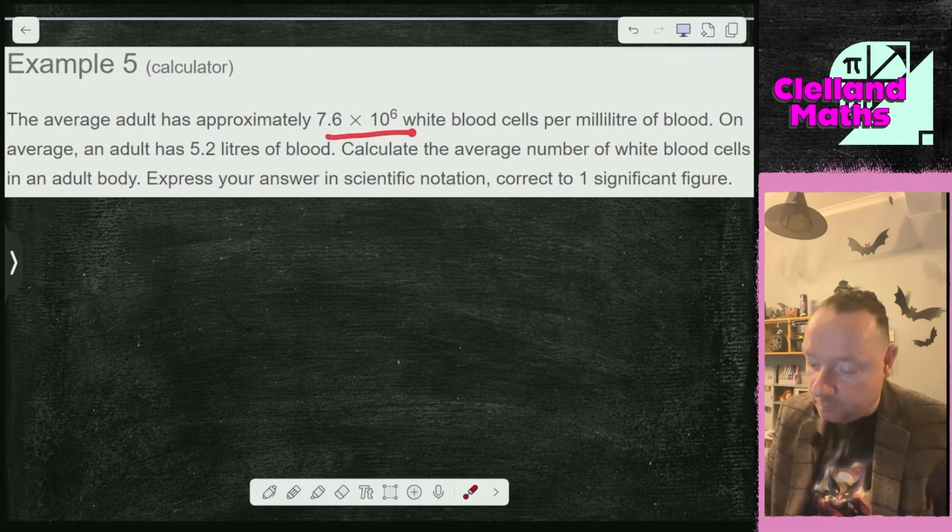We've got some white blood cells per milliliter. So if I wanted to know per litre, I would times by 1,000. And then I want to know per 5.2 litres, so I need to times by 5.2.